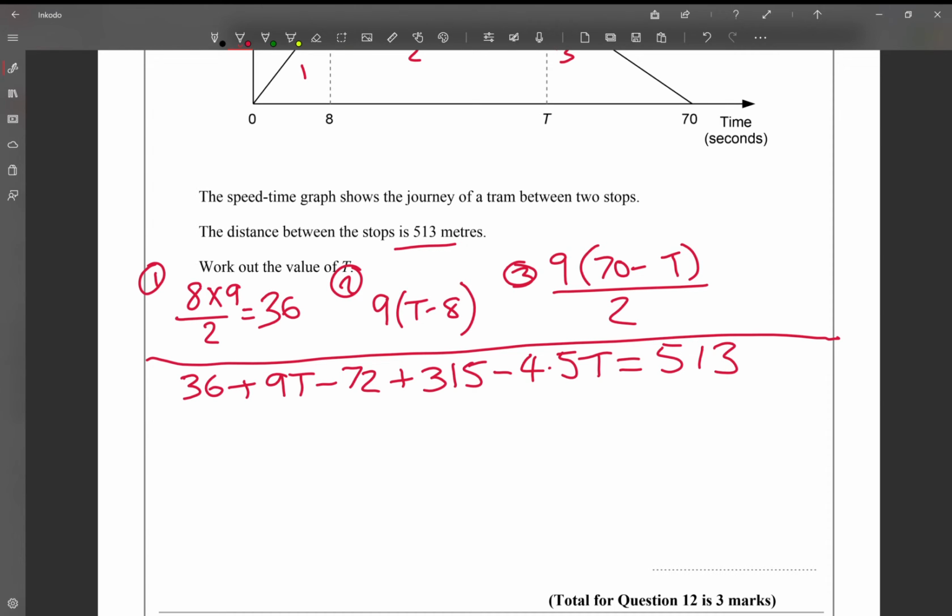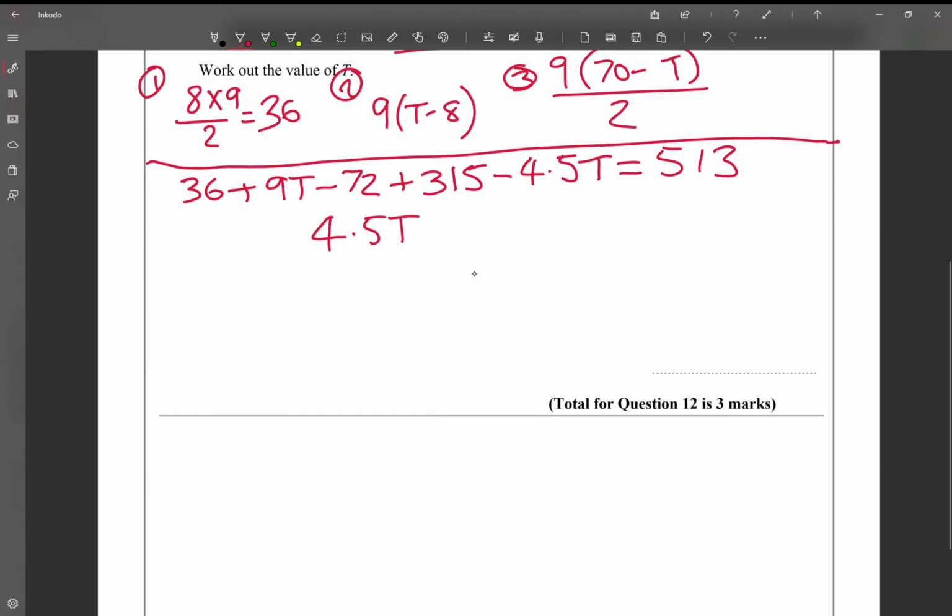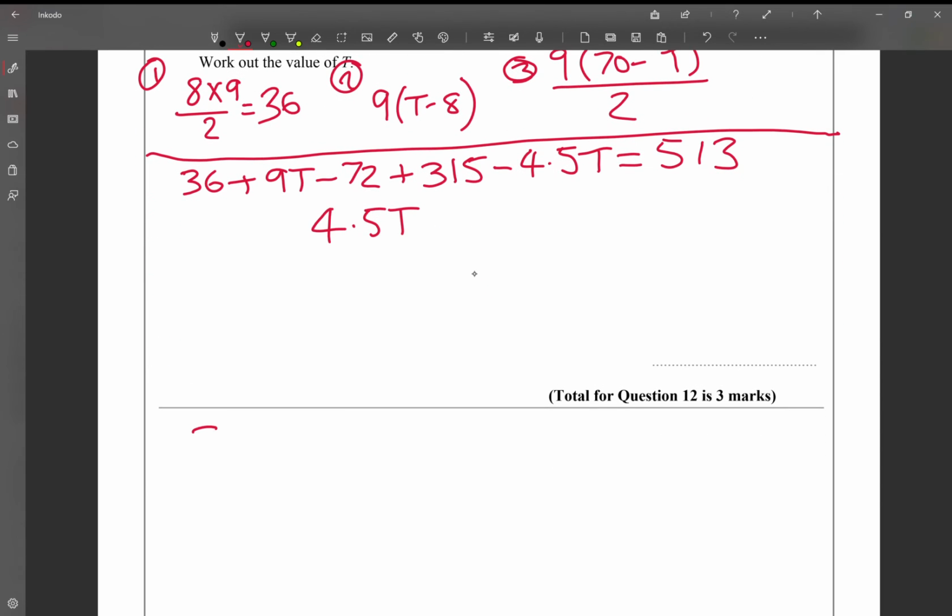Now it's rearranging. Once you've set that out and you've not made any mistakes there, it's just about rearranging really. So we know the t's, this is just going to be 90t minus 4.5t. Now the numbers, we need to add them, let's just do this down here.